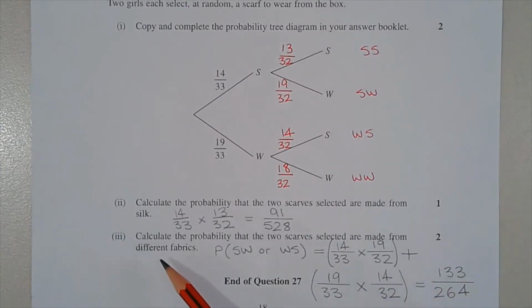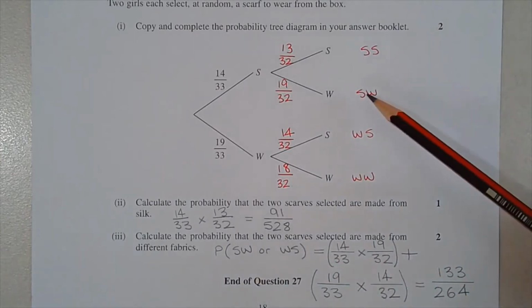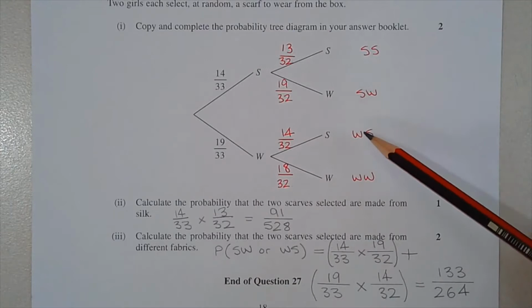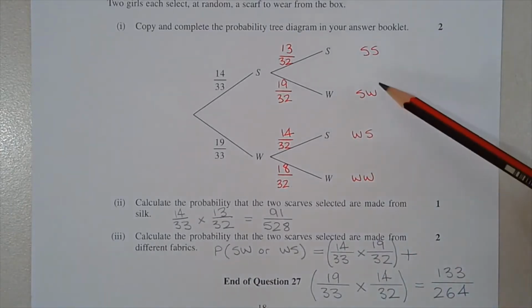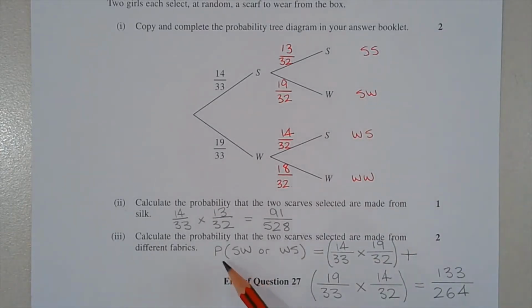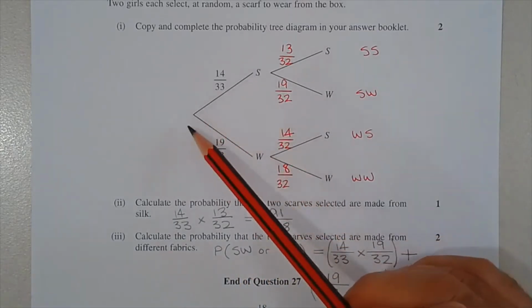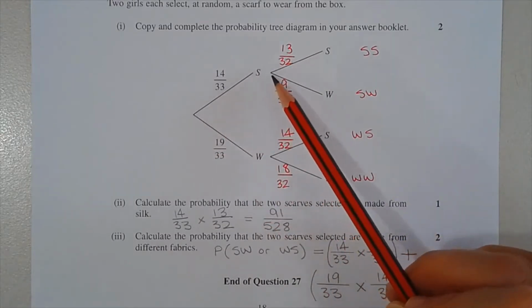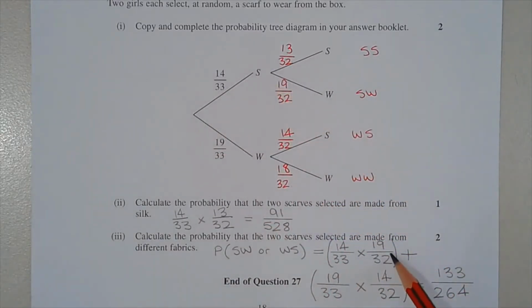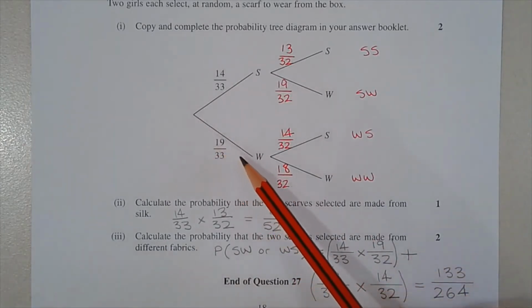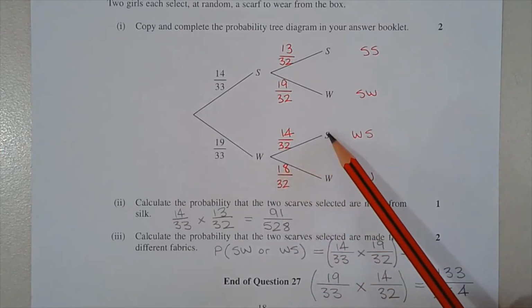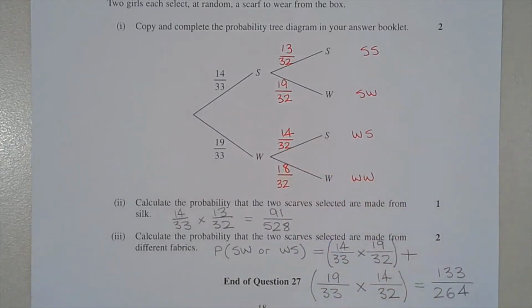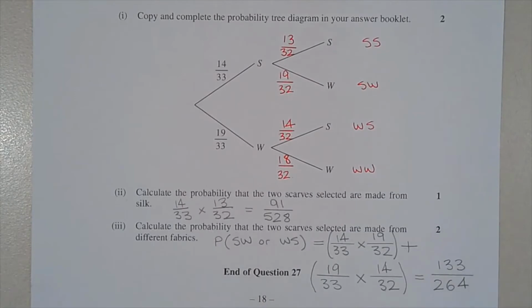And part 3, calculate the probability that the 2 scarves selected are made from different fabrics. So we want the probability of either choosing silk wool or wool silk. And we just add those 2 probabilities together. So the probability of silk wool or wool silk is equal to 14 over 33 multiplied by 19 over 32, I'll put that in brackets just to group it together, just to make it clearer, plus 19 over 33 multiplied by 14 over 32. And that equals 133 over 264.